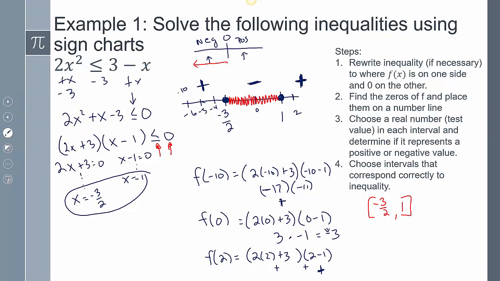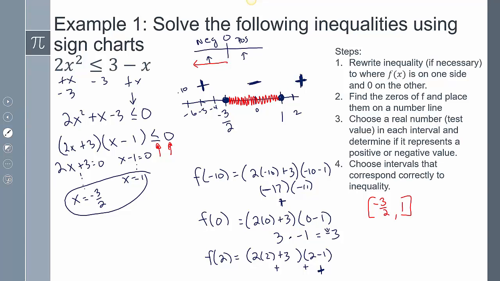So the first thing that I did here is I rewrote the inequality to where f of x is on one side and 0 is on the other. Then step 2 is I found the zeros of f and I placed them on the number line. So here's the zeros, -3/2 and +1, and I placed them on -3/2 and +1.